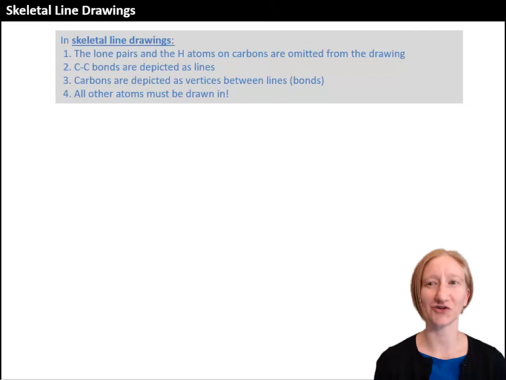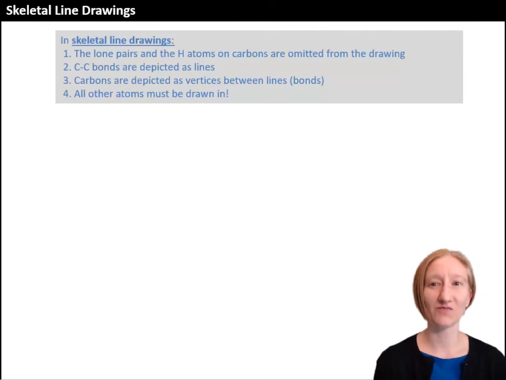In a skeletal line drawing, the lone pairs and hydrogen atoms are omitted from the drawing, and the carbon-carbon bonds are depicted as lines. In this form, a carbon atom is simply a vertex or a corner between two lines. All other atoms, nitrogen, oxygen, sulfur, chlorine, must be drawn in.